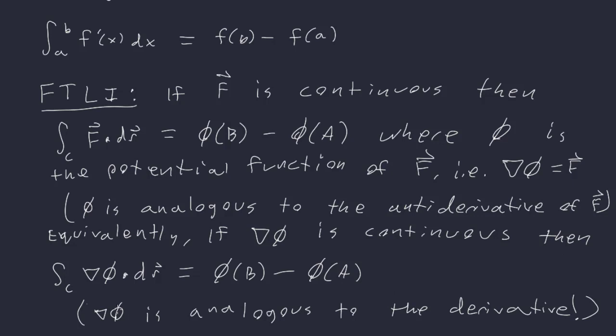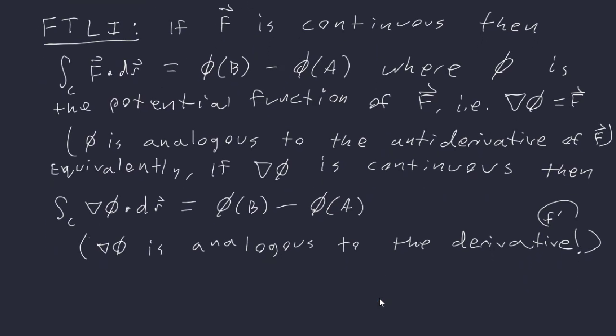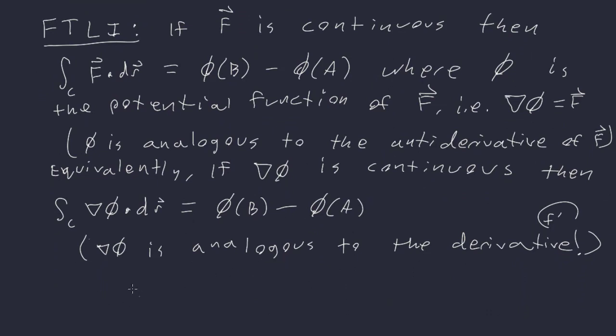Now, we've mentioned that before, right? We use the gradient to help us find critical points by setting it equal to 0. There are lots of ways we've already seen that the gradient is analogous to the derivative, our f prime, in multiple dimensions, and this is just another way that it is. Now, what I haven't said specifically is that C is basically any path going from A to B, any path, as long as it's piecewise smooth.